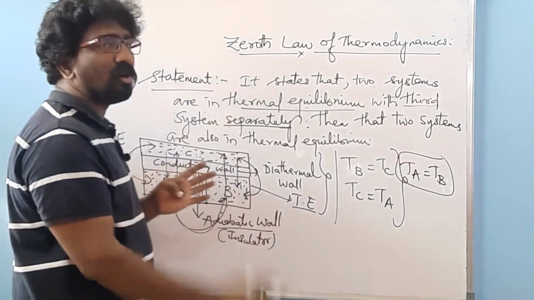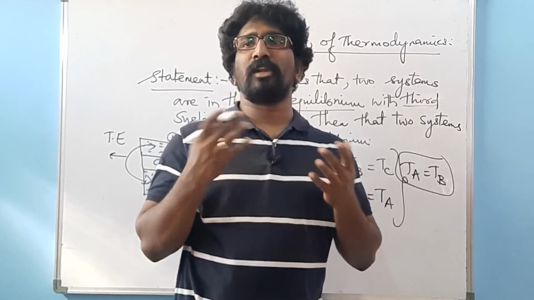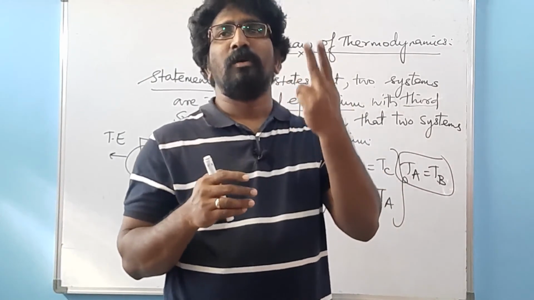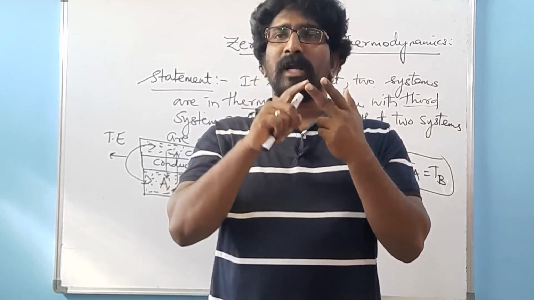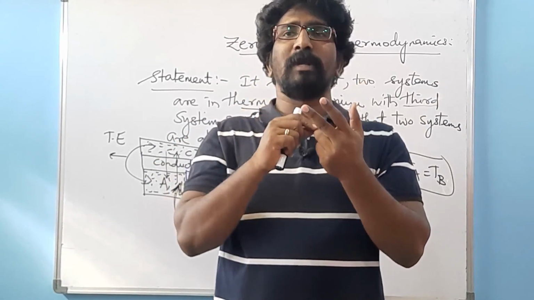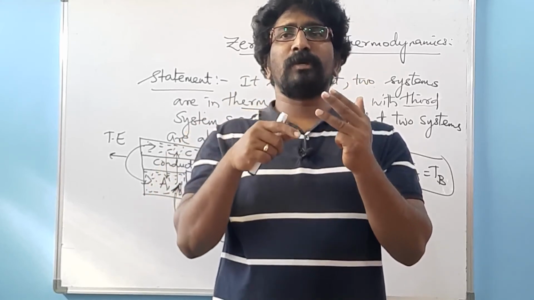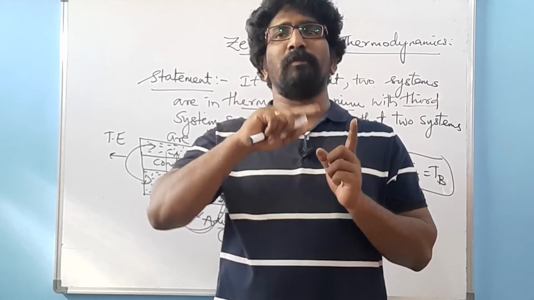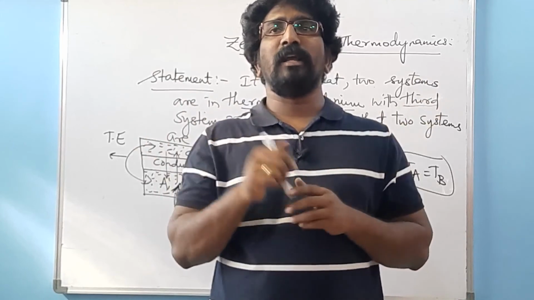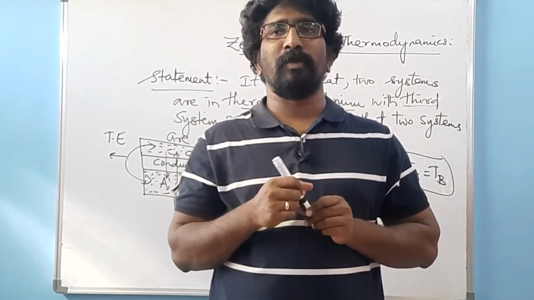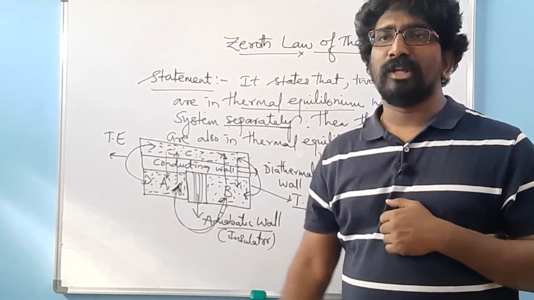So this is the concept of what is meant by the zeroth law of thermodynamics. In the zeroth law of thermodynamics, there will be three systems. Two systems may not be in thermal equilibrium with each other, but they are separately in thermal equilibrium with the third system, so that automatically all three will come into thermal equilibrium in this fashion. That is the statement of the zeroth law of thermodynamics.